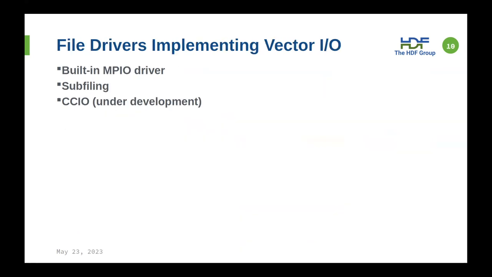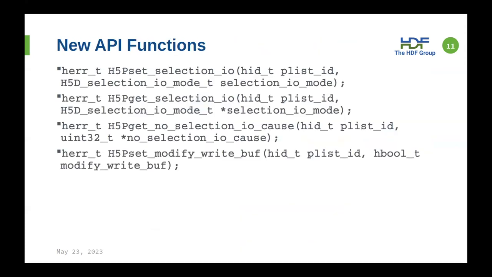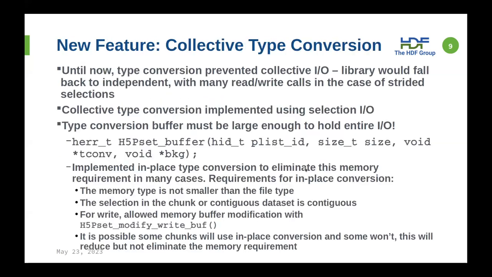In that case, you can use this new API function, H5Pget_no_selection_io_cause, to see why there wasn't selection IO. If you go to the documentation for that function, there are a bunch of different bit flag reasons in this no selection IO cause. One of them is type conversion buffer too small, and another one is background buffer too small.